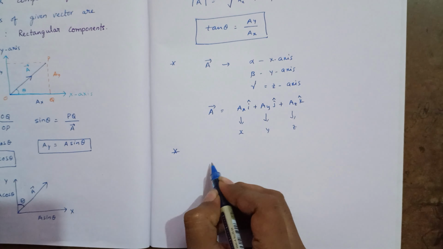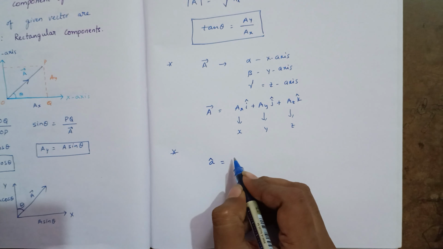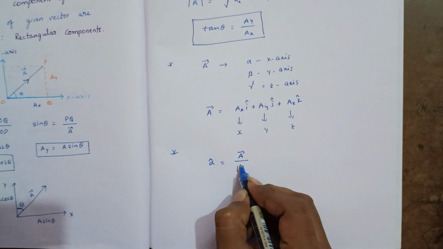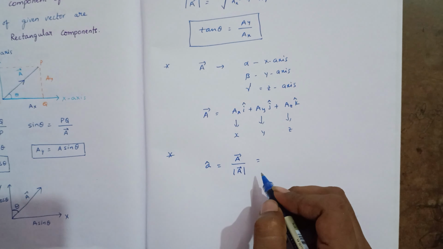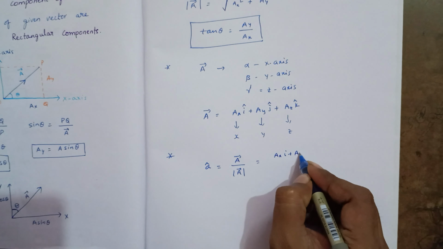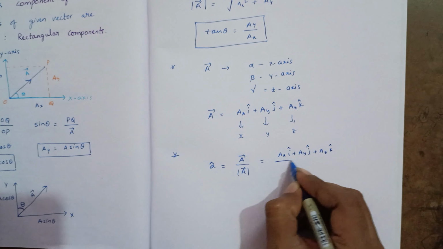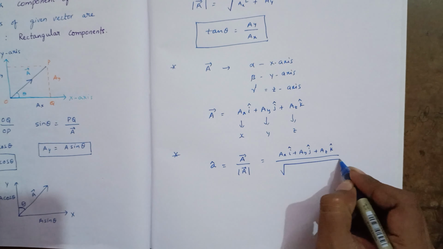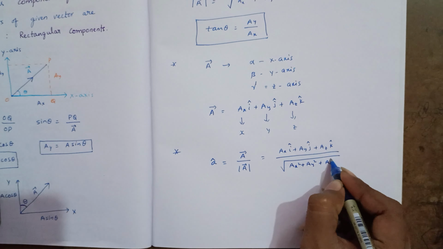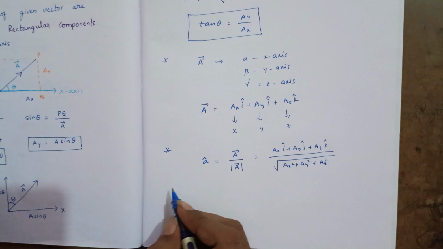Now we already know that to find a unit vector, we divide the vector by its magnitude. Here the vector is AX I, AY J, AZ K cap. This is a vector and its magnitude is square root of AX square plus AY square plus AZ square. Like this we can find the unit vector also.